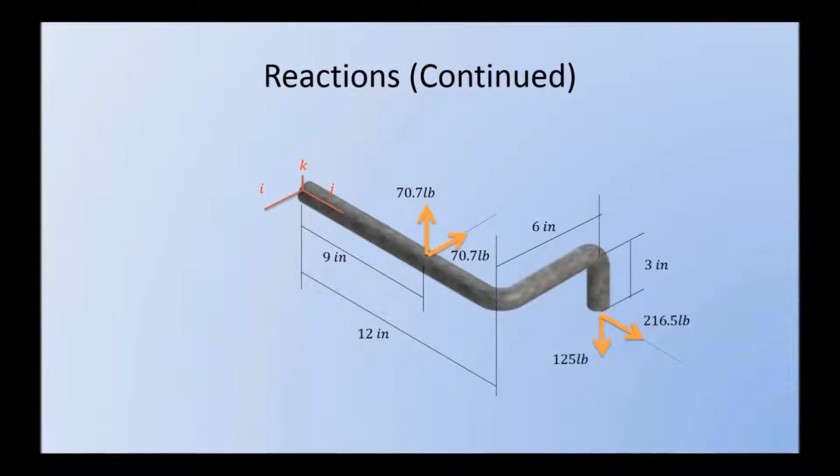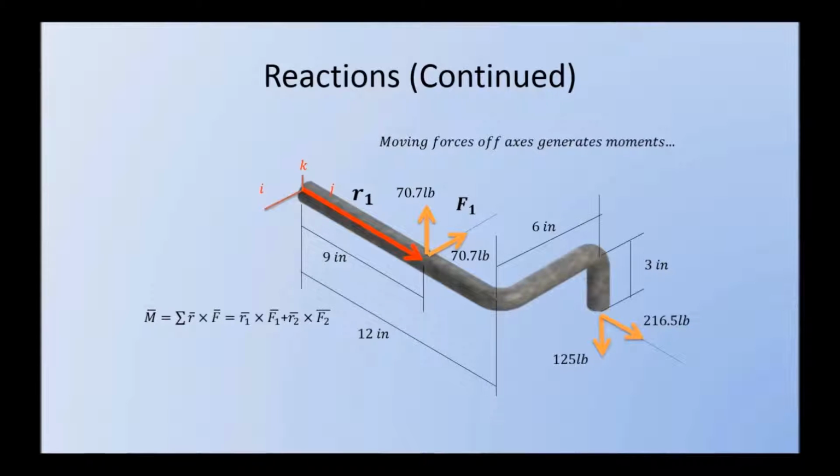Now we're going to determine the moment reaction at the wall. So once again, here's our pipe with the forces shown by the orange arrows, and we're going to use the equation R cross F to determine the moment reactions. Once again, moving forces off the axes generates moments, and we're going to use that to be able to solve the problem. So our first vector pair is R1 and F1.